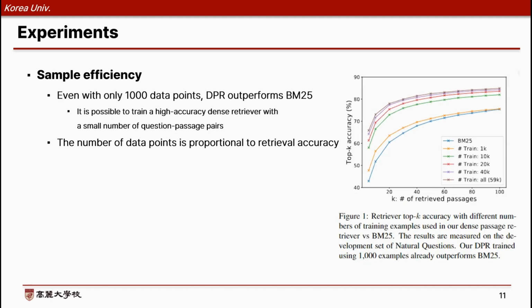The following is an experiment on sample efficiency in this paper, and the blue line at the bottom of the figure is the result of the heuristic-based retrieval. In the table, it can be seen that even if only 1,000 training datasets were used in the DPR, the performance of BM25 was exceeded, and the accuracy increased proportionally as the data is increased.